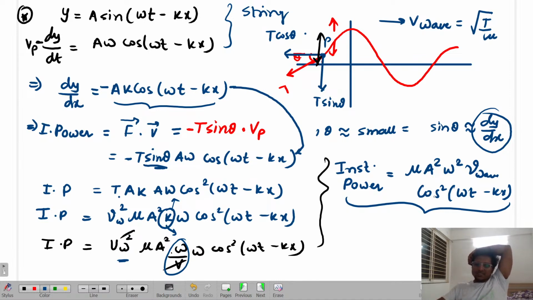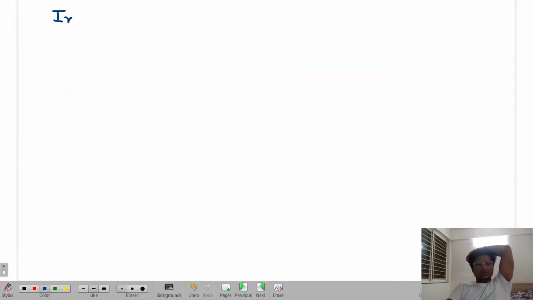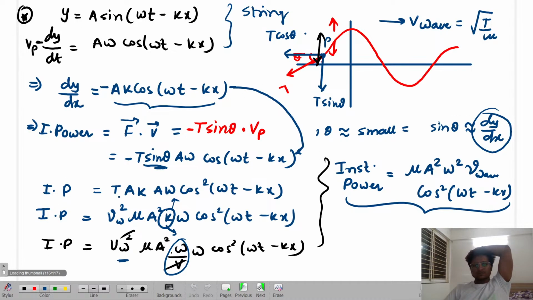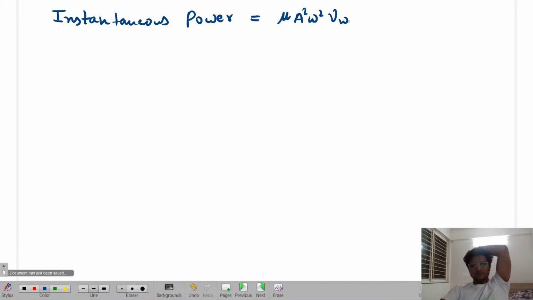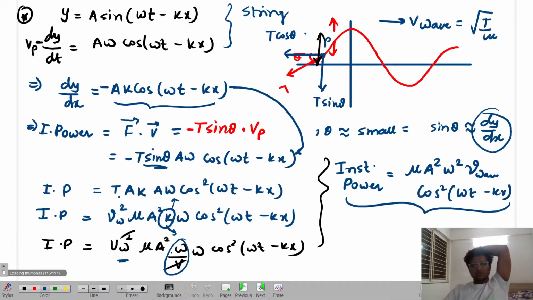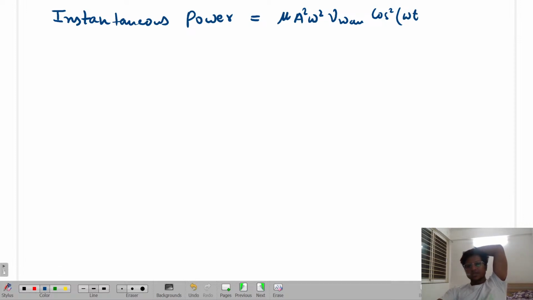Now, basically, since this is related with cos square omega, the instantaneous power is written as mu a square omega square velocity of wave into cos square(omega t minus kx). ये है.